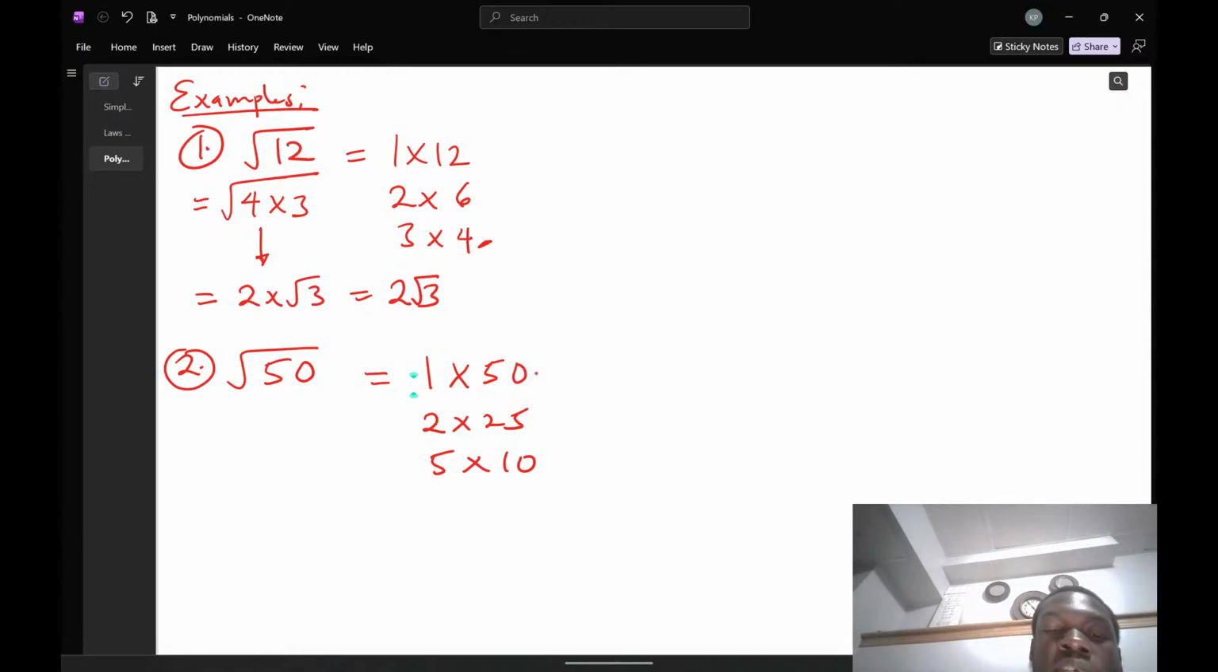We cannot find the perfect square root of 50. We cannot find the perfect square root of 1, and we cannot find the perfect square root of 2, but we can find the perfect square root of 25. 5 does not have a perfect square root. 10 does not have a perfect square root.